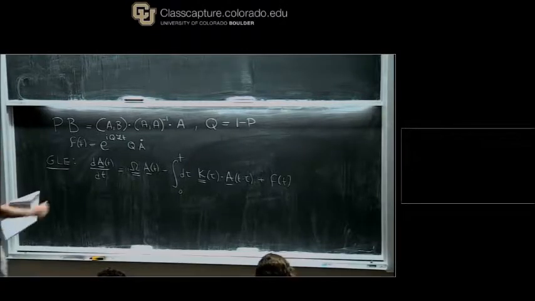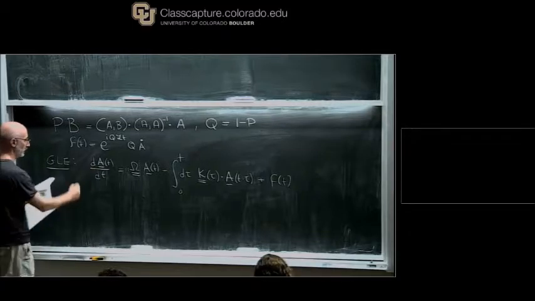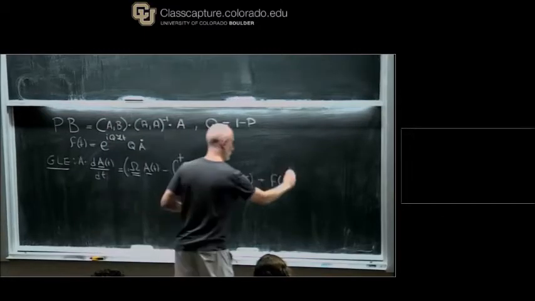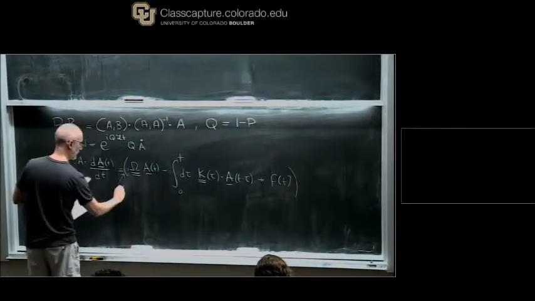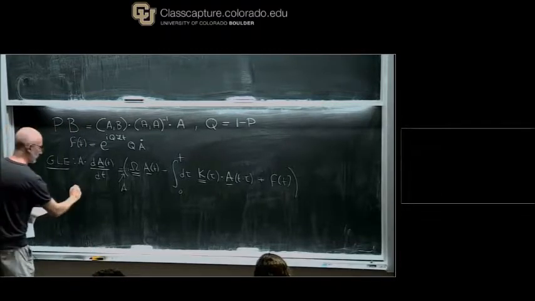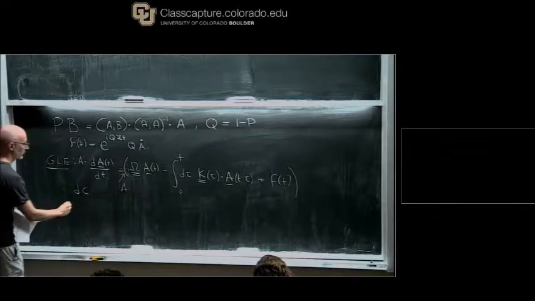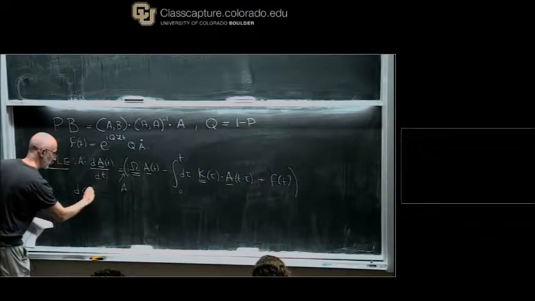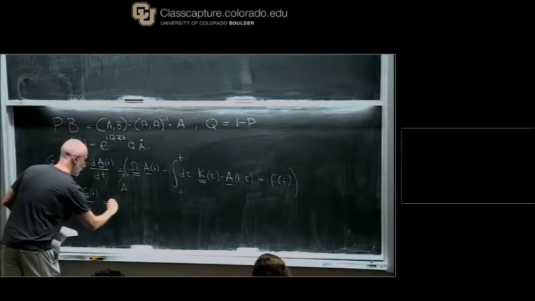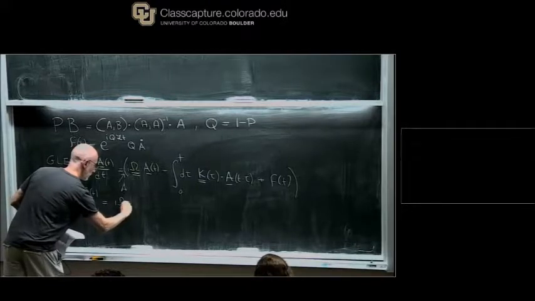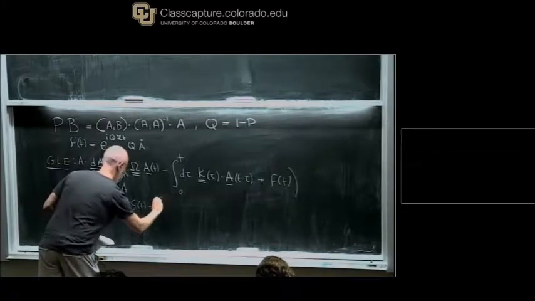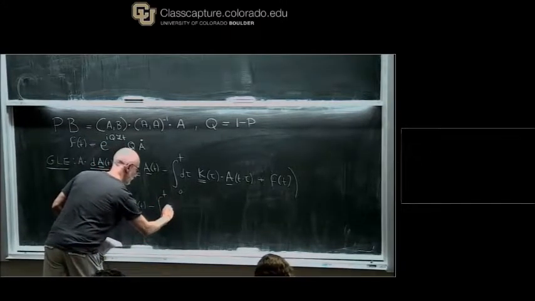And if we multiply by A at time 0, let's say on this side, and we multiply everything here by A at time 0, and we take the thermal average, then this is the time derivative of the correlation matrix, and this is exact.